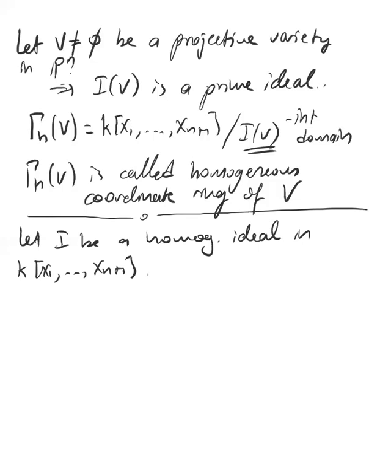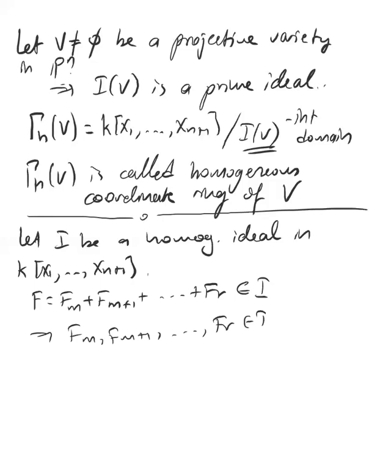So remember, what's a homogeneous ideal? If you take a polynomial and write it as a sum of forms, where Fm is the form of degree m, Fm+1 is the form of degree m+1, etc., and such a polynomial is in I, then each of Fm, Fm+1, and so on is in I. That's a homogeneous ideal. Typically, for example, the zero set of a subset of projective space is homogeneous.